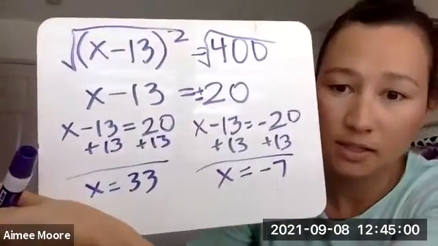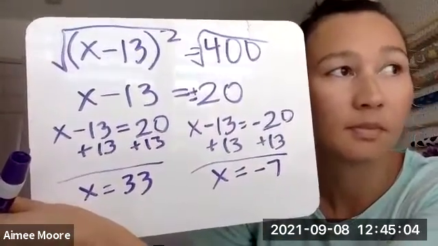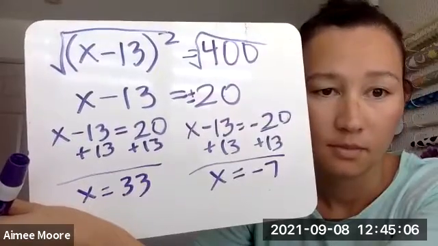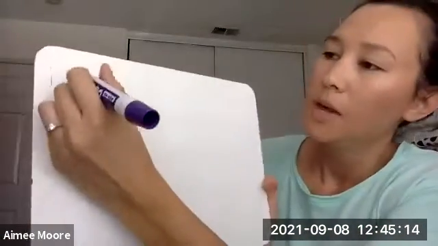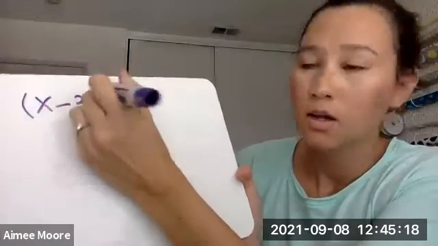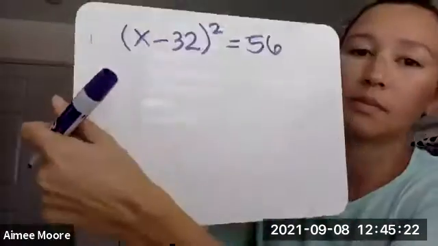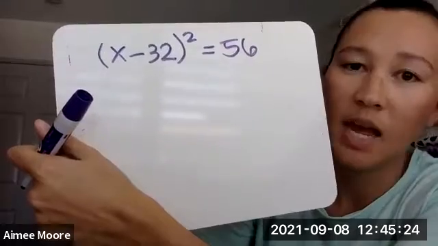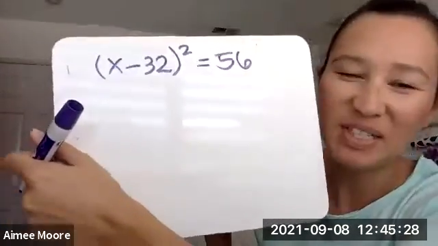All right, moving on. We have x minus 32 squared equals 56. Is there anyone that wants to walk me through step by step what to do?